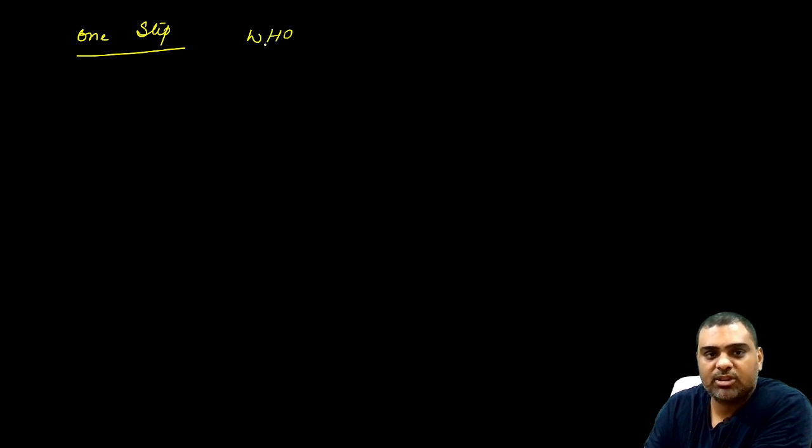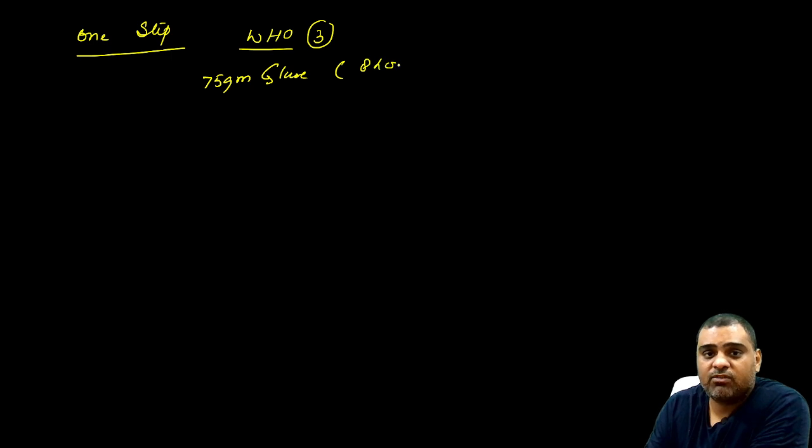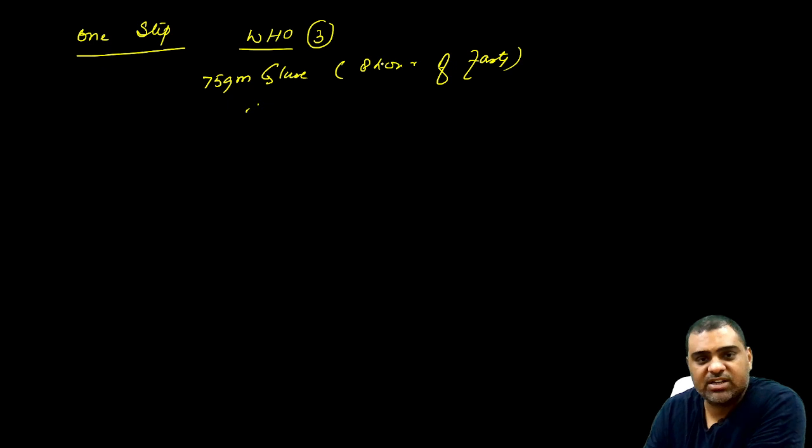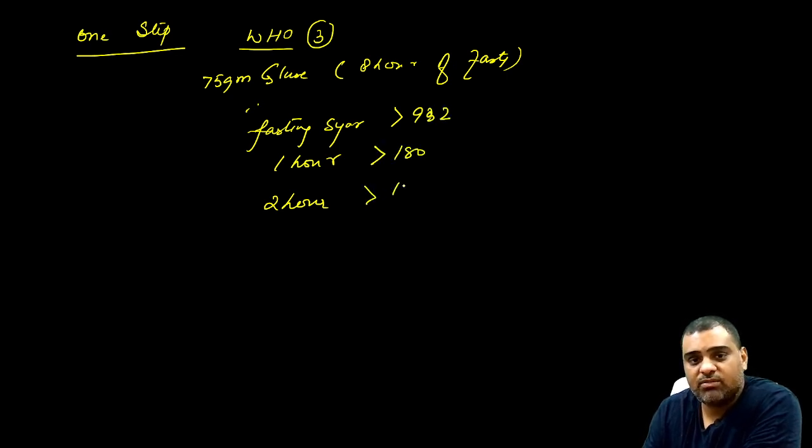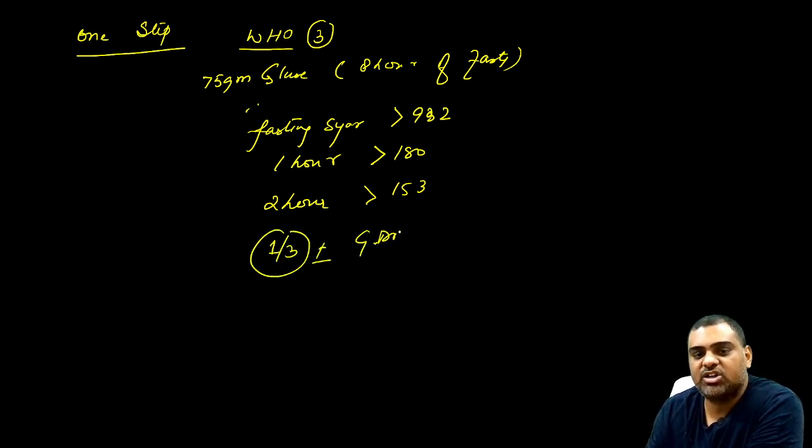One is the WHO method, in which we take three samples. We give 70 grams of glucose. There is 8 hour of fasting, and first we take the fasting sample. So fasting sugar, then 1 hour, and then 2 hours. If fasting is more than 92, 1 hour more than 180, and 2 hour more than 153, if any of the three is positive, then we will say that the patient has gestational diabetes mellitus.